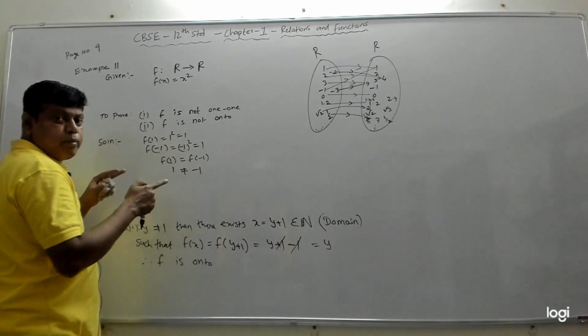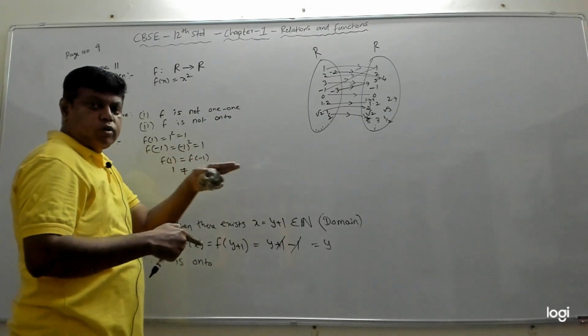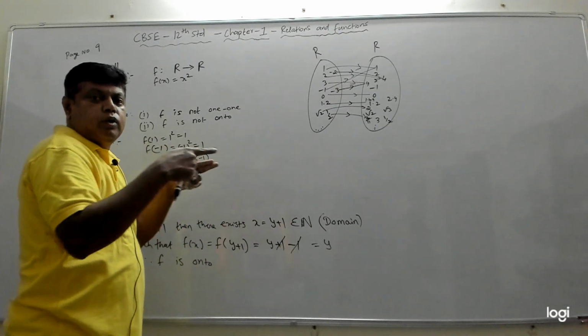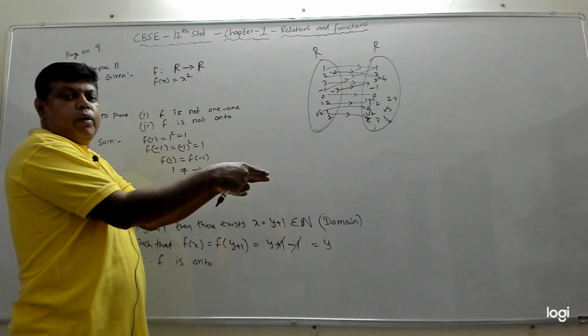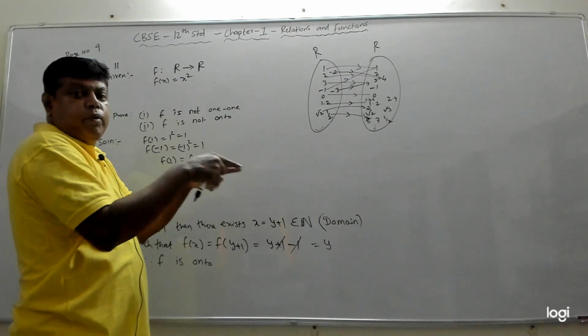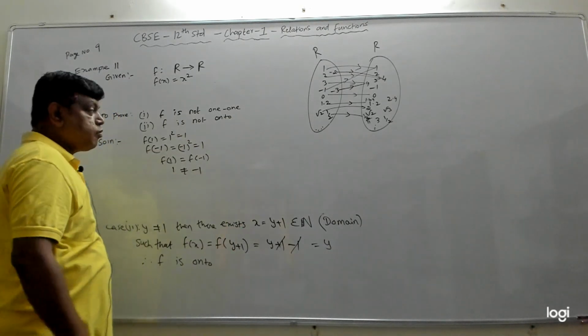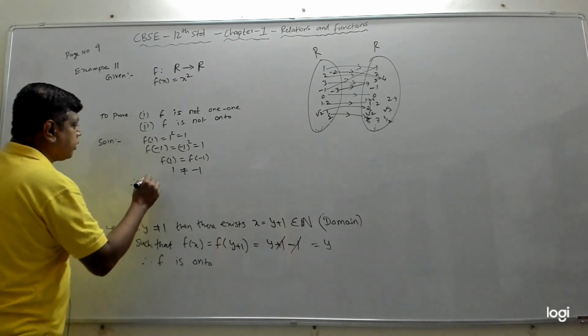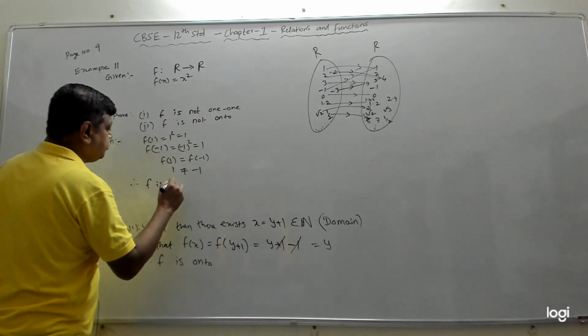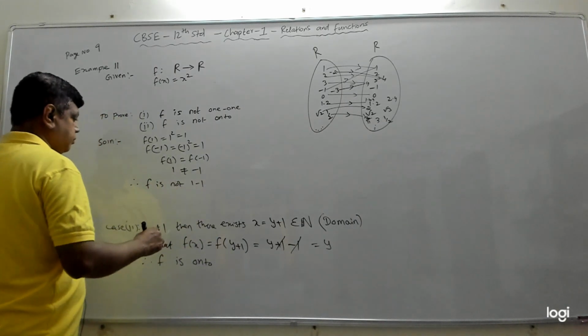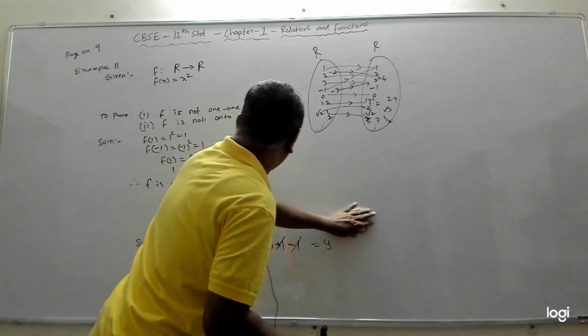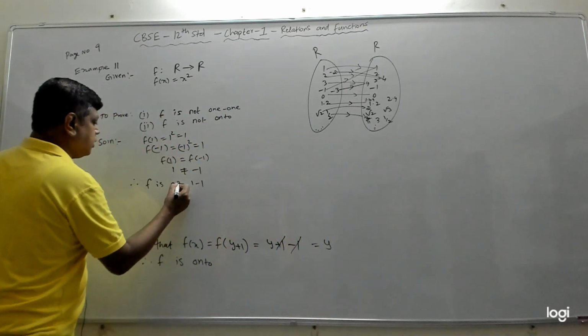The two distinct elements are going to the same image. 1 goes to 1, minus 1 also goes to 1. So, two different numbers are going to a single number. It is a many to 1 function, many are going to the same. Therefore, f is not 1 to 1.